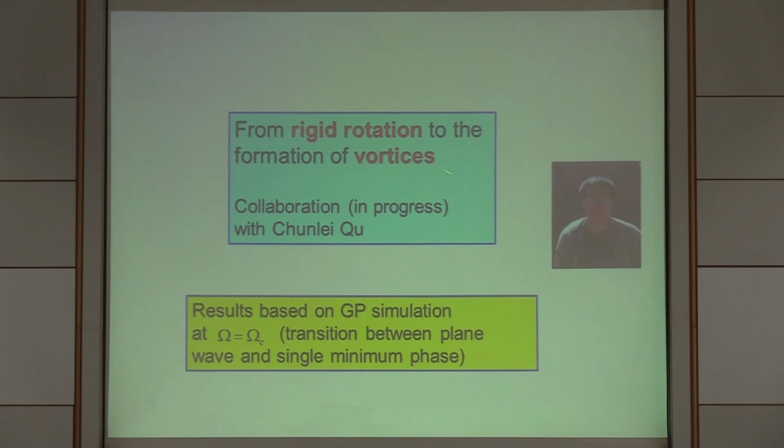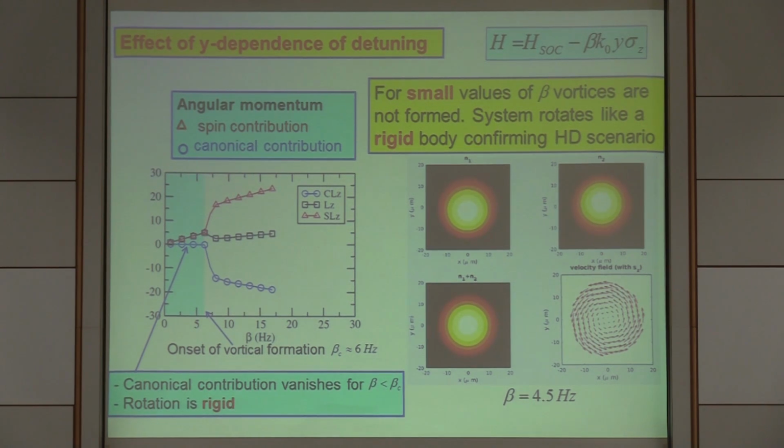And I would like to show here some recent results that were derived in collaboration with our postdoc Chun Lai Ko, based on a Gross-Pitaevskii simulation, where we have investigated what happens when you go from the rigid rotation at small value of detuning to the formation of vortices. And to this purpose, we have considered as a first case the point at the phase transition, but one can, of course, develop the calculation for all values of the Raman coupling. In this slide, so this is the Hamiltonian that we use.